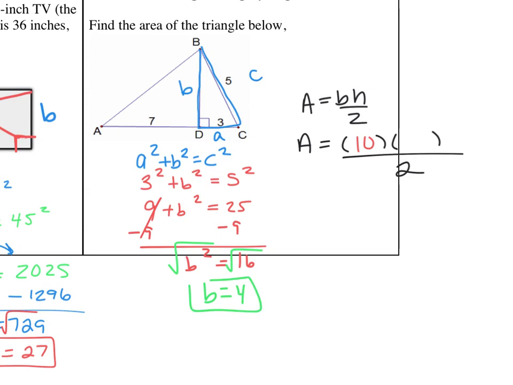So I'm going to erase my b now and substitute a 4 for my height. So I ask myself, what's 10 times 4? It's 40. What's 40 divided by 2? 20. So my area is 20, and that's your final answer.